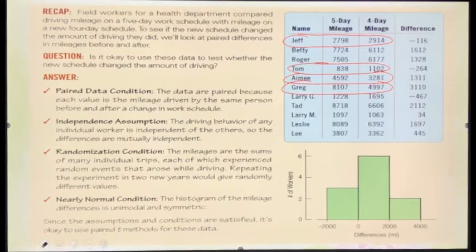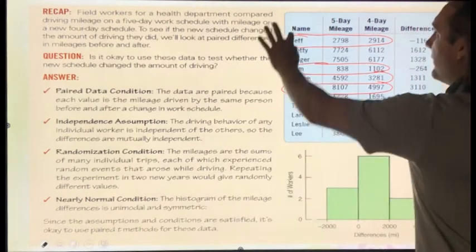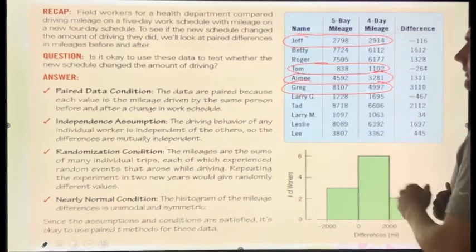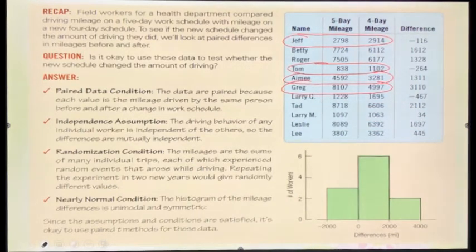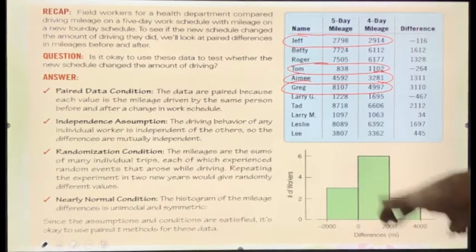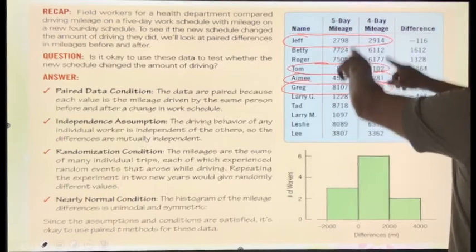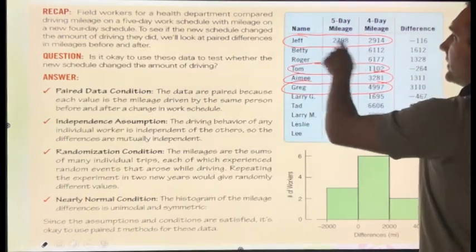The independence assumption. The driving behavior of any individual worker is independent of the others. So the differences are mutually independent. So Jeff's driving does not affect Betty's driving. And Betty's doesn't affect Larry's. And Larry's doesn't affect Leslie's, and so forth. Each driver is independent. These may not be independent, but as long as our test subjects are.